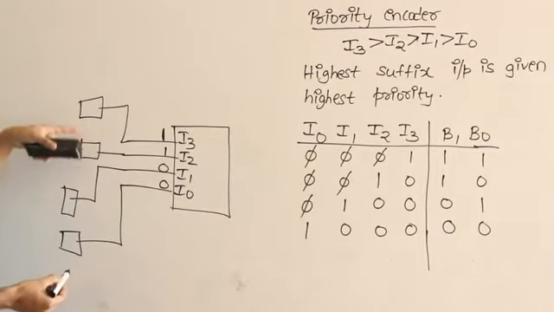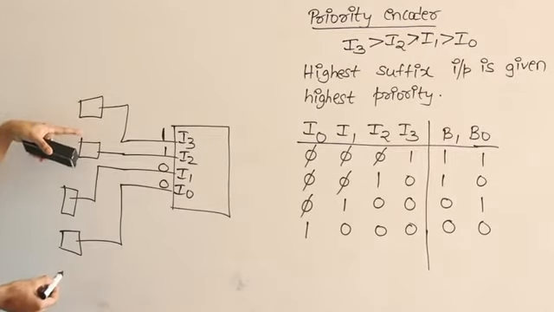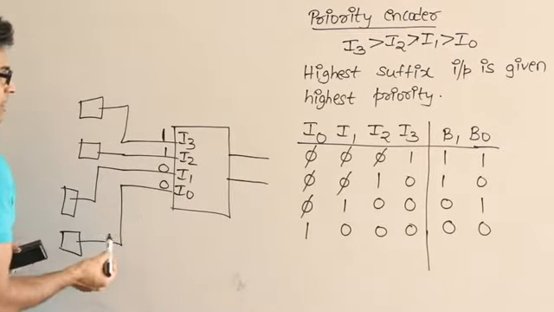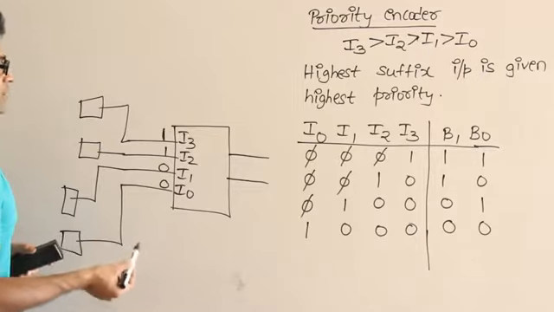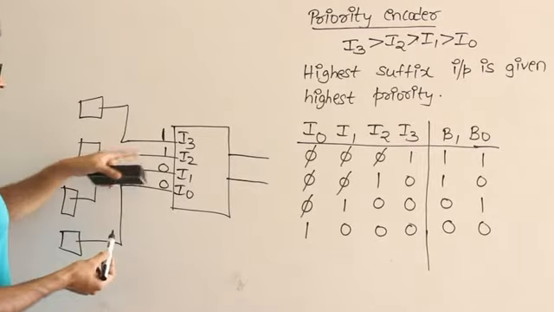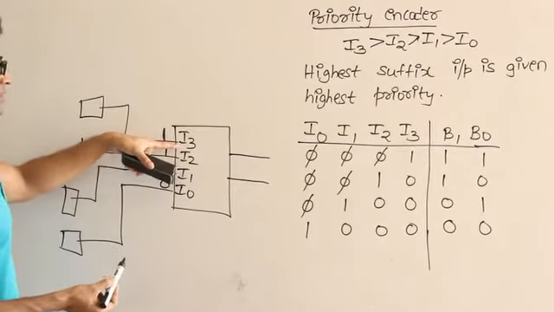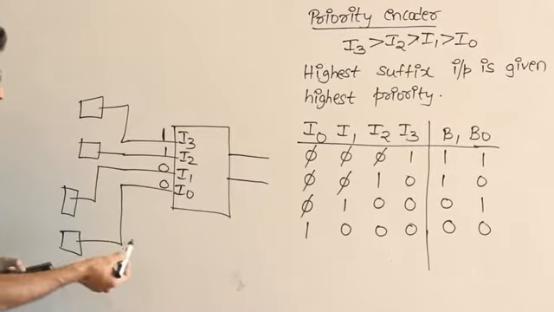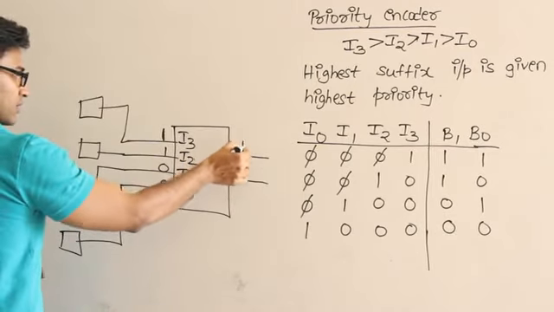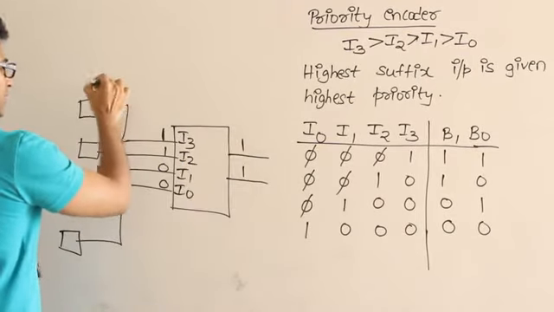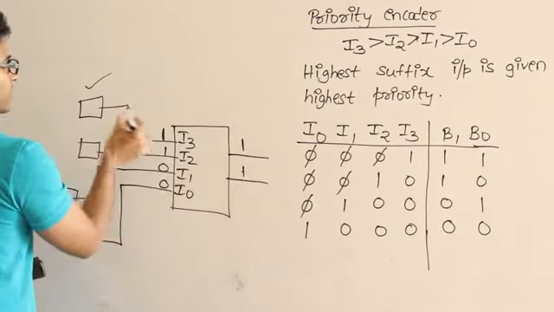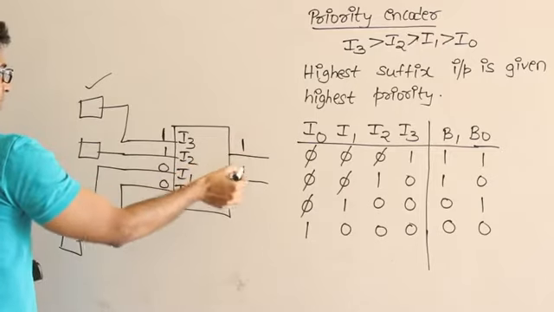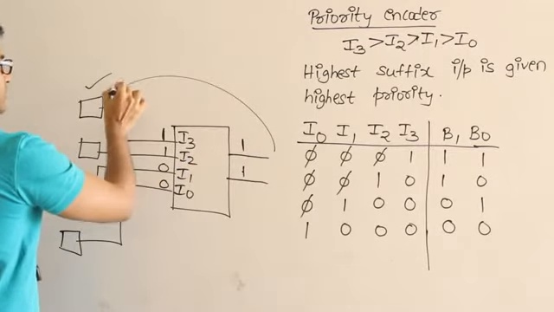Now when two devices are raising the signal that they want the service, then we should identify which one should be given the priority. What we decide is that any device which is connected to the highest suffix input is going to have the highest priority, which means we send a signal to the CPU with the address of this device, right? So 1 1 represents the address of this device, which means the one connected to I3 needs the service. Then appropriately the CPU will service this device first, right?